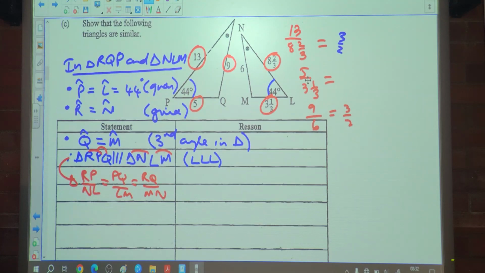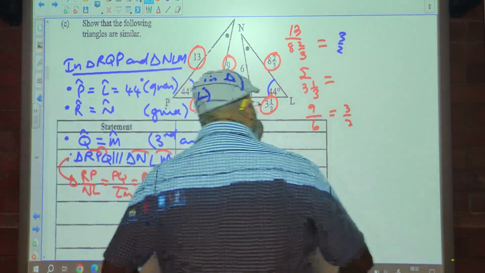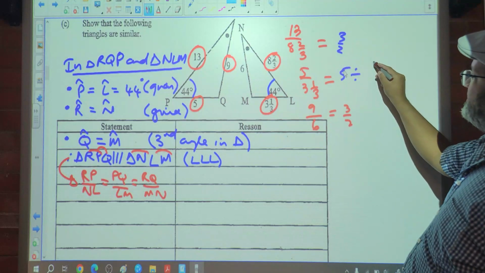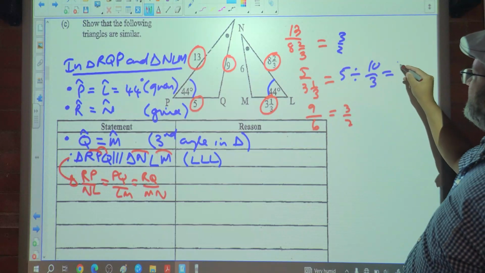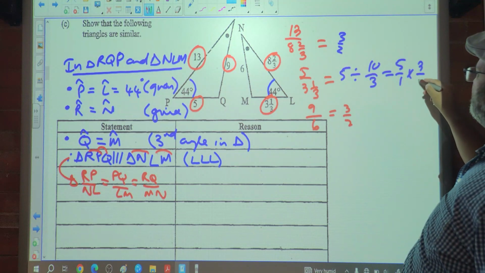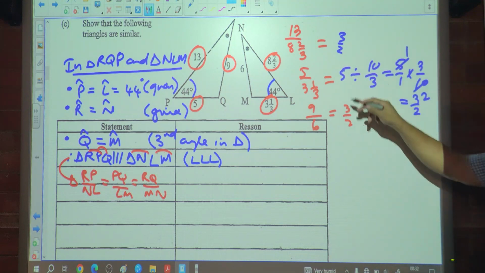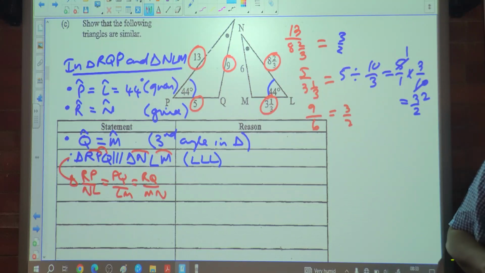Okay, if I'm going to go with 5 and 3 and a third, you'll also get over 3 and a third, so it's going to be 5 divided by 10 over 3, which is the same as 5 over 1 multiplied by 3 over 10. Those ones twice, which is also 3 over 2. Can you see that all of them are the same?